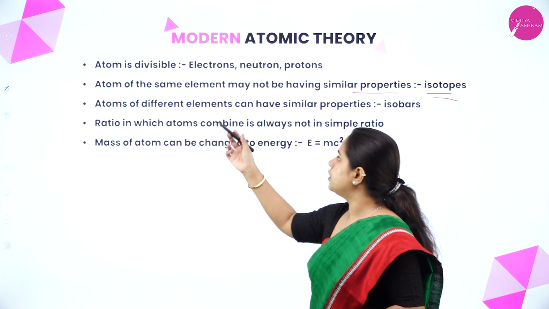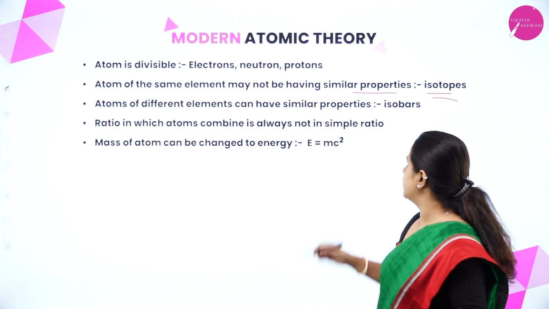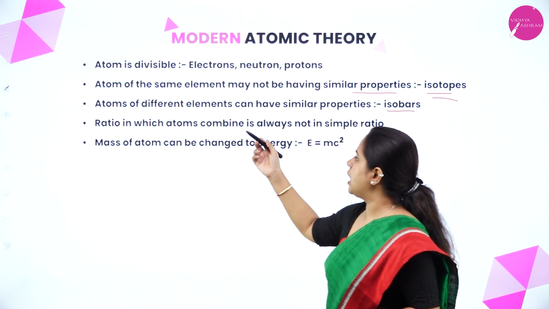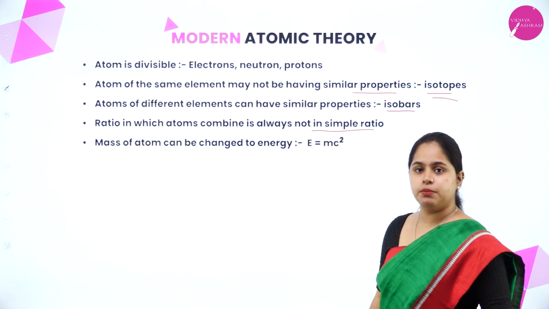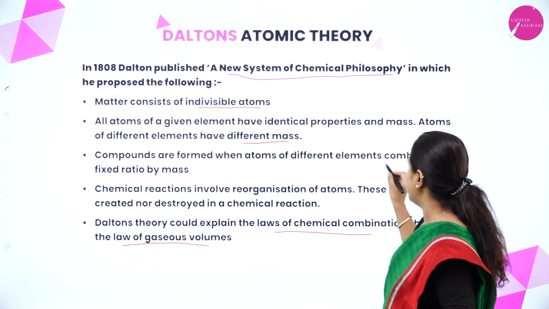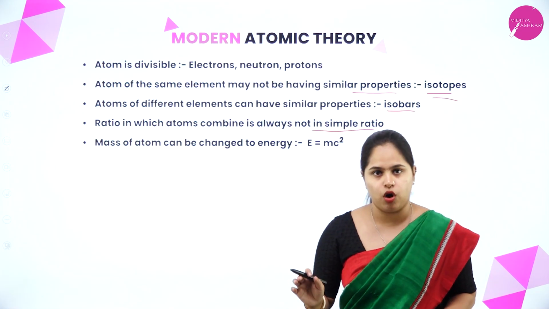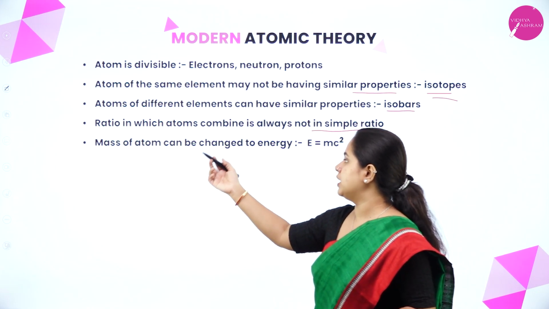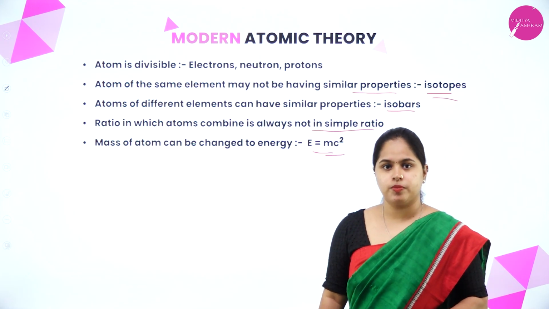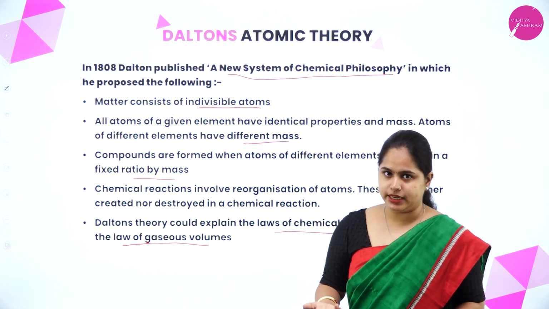Now, atoms of different elements can have similar properties. Yes, this is also opposing Dalton's atomic theory. Isobars are such type of substances. Now, the ratio in which atoms combine is not always a simple ratio. What does Dalton's atomic theory say? The compounds are formed when atoms of different elements combine in a fixed ratio by mass. That need not be simple always, right? And the last one is mass of an atom can be changed to energy. Yes, this equation E = mc². So it is clear from here that Dalton's atomic theory has its own limitations, right?